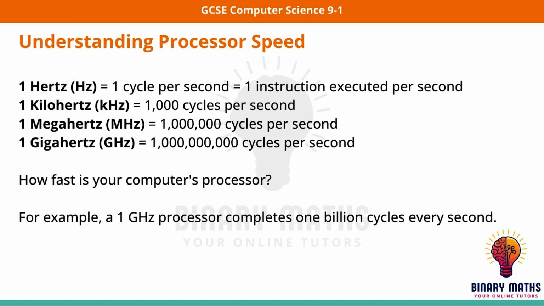Now 1 hertz is way too slow for today's tech, so we scale up. Just like 1 kilometer is 1,000 meters, 1 kilohertz is 1,000 cycles per second. That means a 1 kilohertz processor can handle 1,000 instructions every second. It's already getting a lot faster, but we're still just scratching the surface.